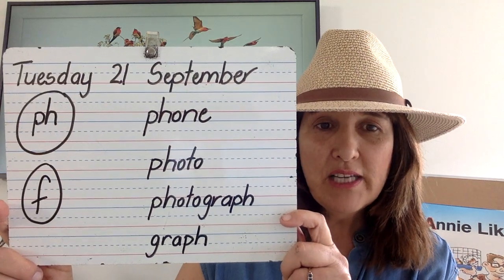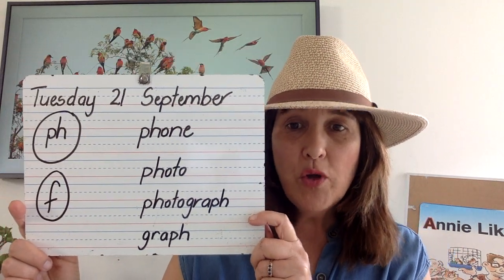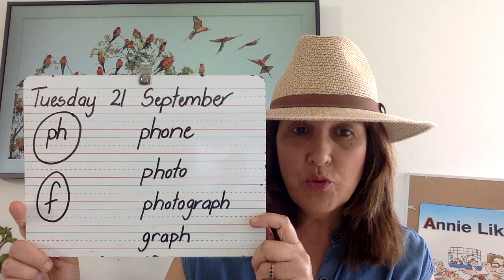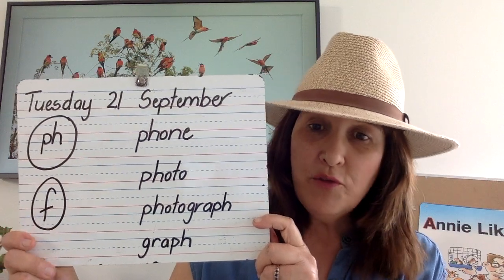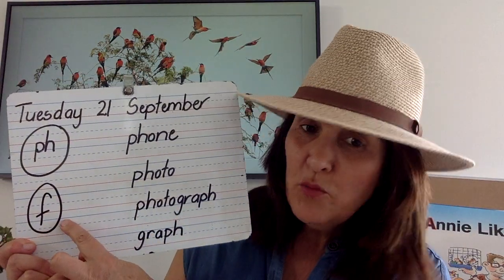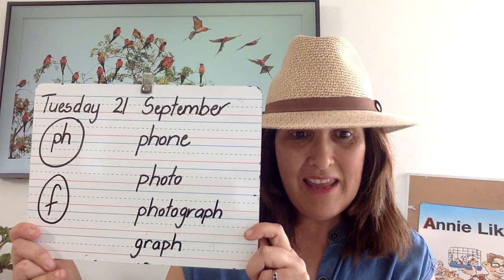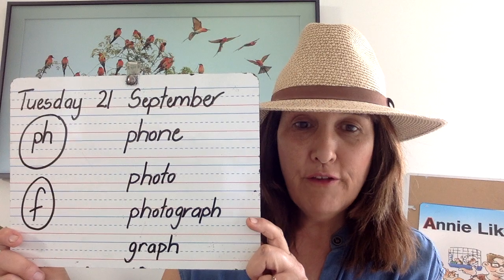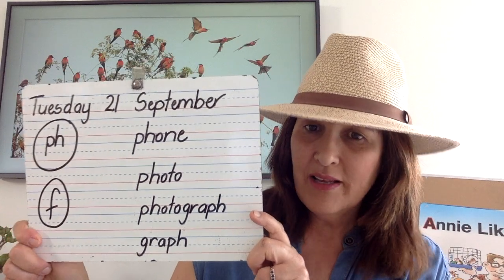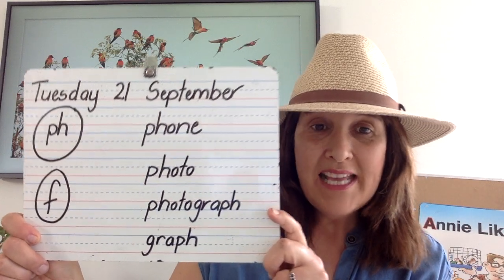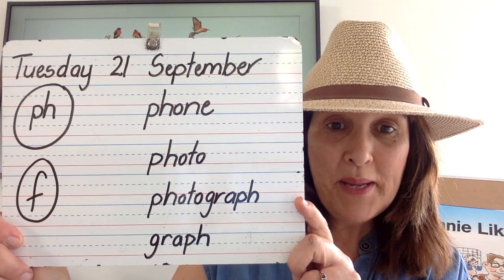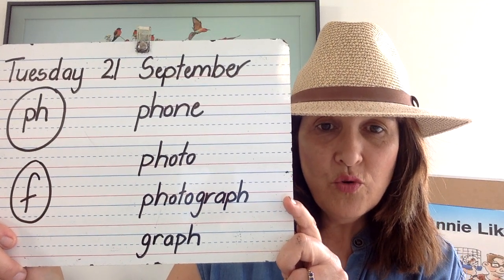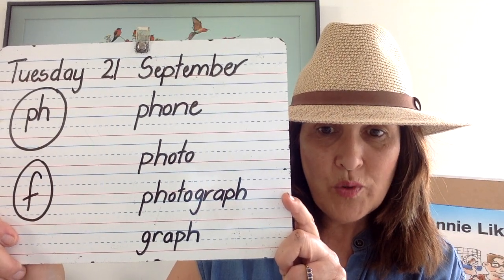Today we're going to have a look at two different ways that you can make the F sound when you are writing. So if you hear F, sometimes it will just be the letter F, like in fall, F, fall. But sometimes it's a little bit trickier, and F is actually PH. Do you think you could read those PH words with me?